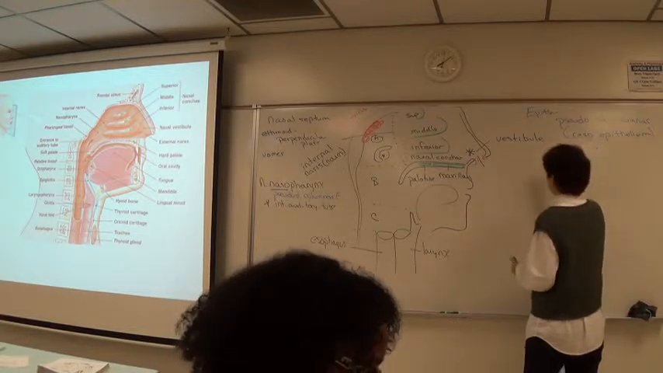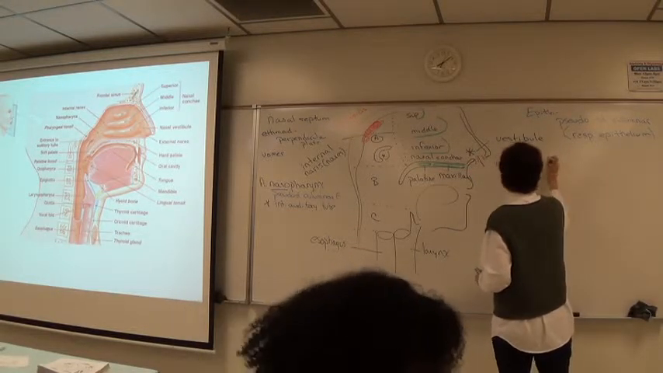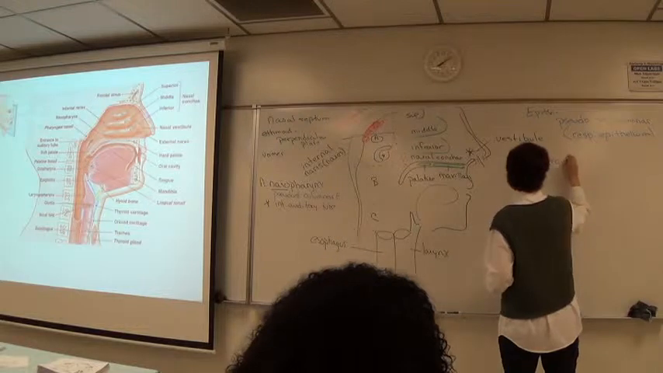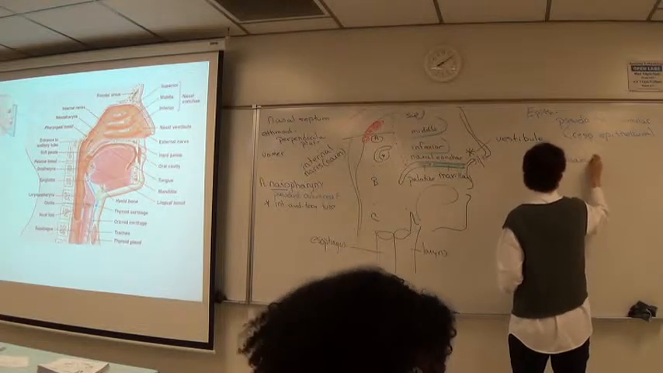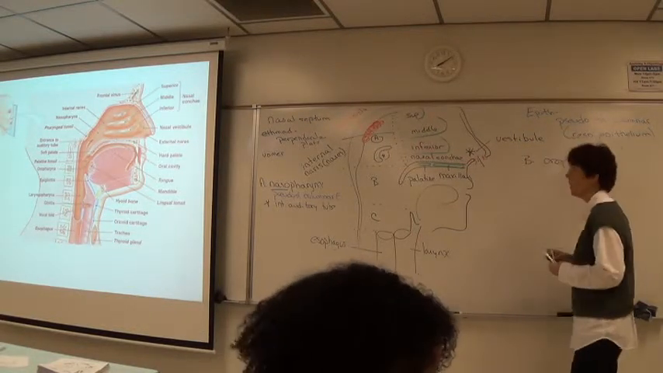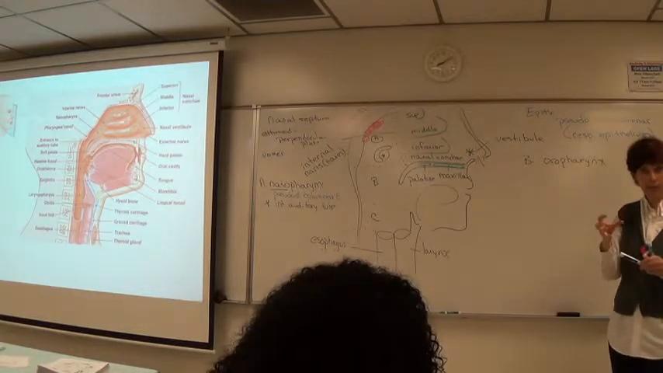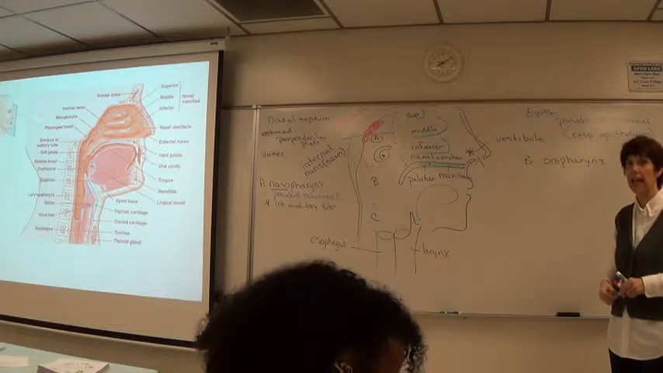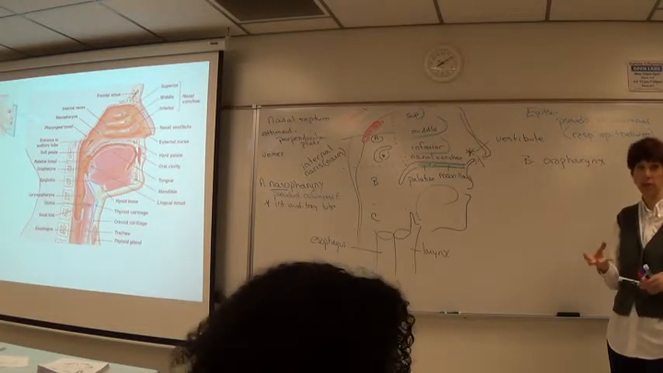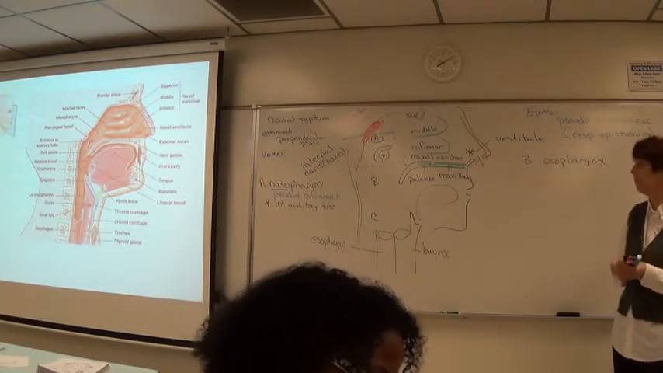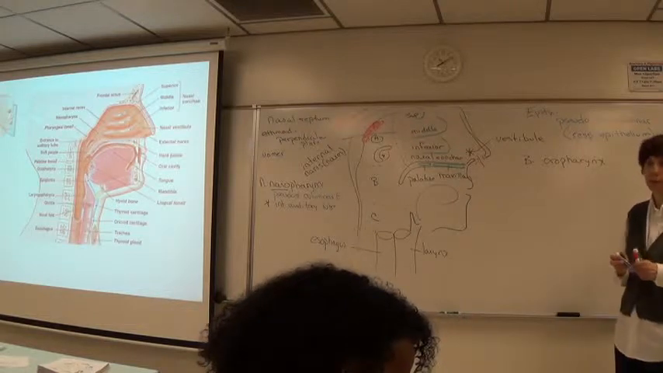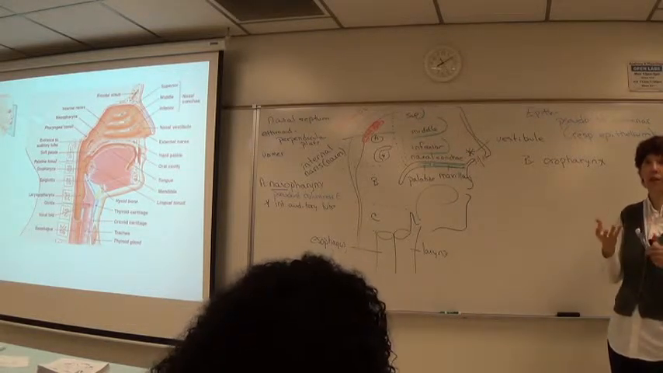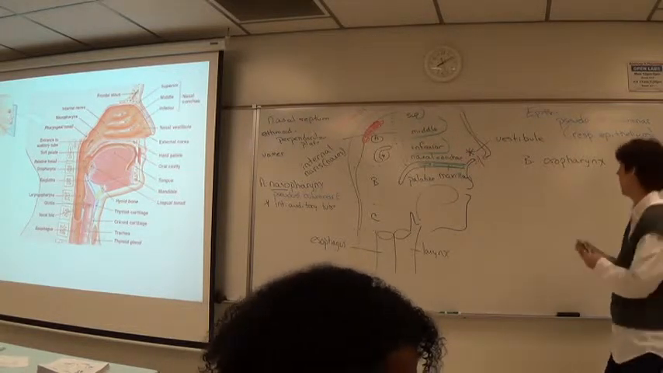All right, then we would have B, which is the oropharynx. B and C are both a joint passageway for air and for food, and so we need a little bit more protection. So we change our epithelium from pseudostratified columnar to the non-cornified stratified squamous that we see in the oral cavity.